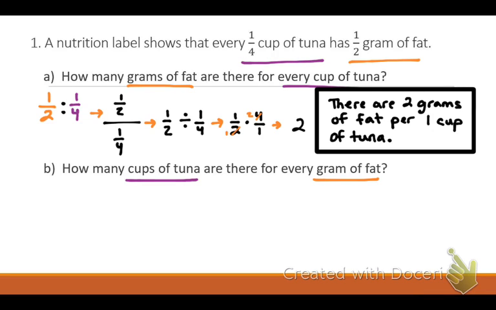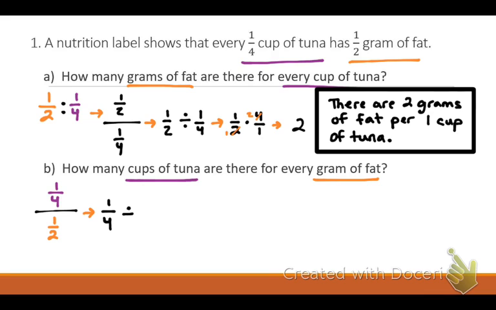But when I am reading my problem, I've got to read it from left to right, and I have to start with the cups of tuna. How many cups of tuna does my original problem tell us that we have? 1/4. 1/4, so that's going to be 1/4 per 1/2 gram of fat, okay? I want you guys to try to do problem B on your own. All right, let's see if you got the same thing.